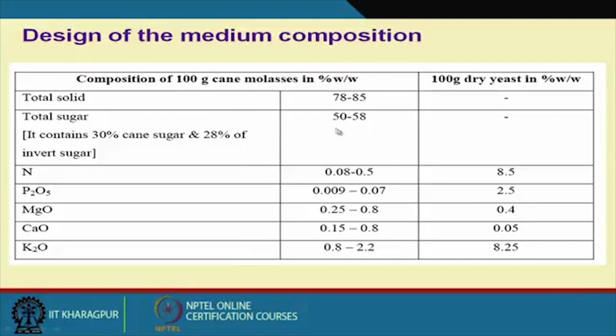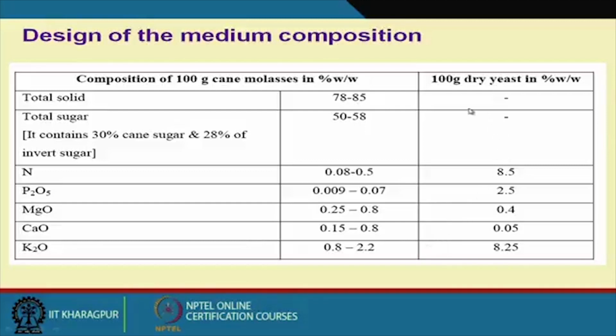Total solid, the sugar content is 50 to 58%, nitrogen 0.08 to 0.5%, and phosphorus as P2O5 0.009 to 0.07%, magnesium oxide 0.25 to 0.8%, calcium oxide 0.15 to 0.8%, and K2O 0.8 to 2.2%.